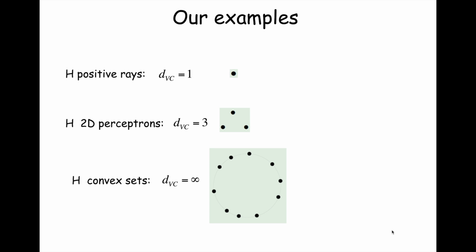And going back to the three examples we gave, we have the positive rays. The largest data set for which the positive ray hypothesis set could generate all dichotomies was a data set of size 1.